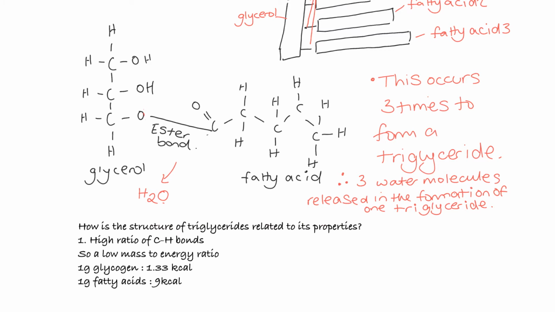1 gram of glycogen will give off about 1.33 kilocalories of energy, whereas 1 gram of fatty acids will give off 9 kilocalories of energy. And if the human body relied solely on carbohydrates to store their energy, then a person would need to carry around 31 kilos of glycogen to have the energy equivalent of 4.6 kilos of fat. That's pretty incredible, and that shows us why fat is such an important molecule for energy storage.